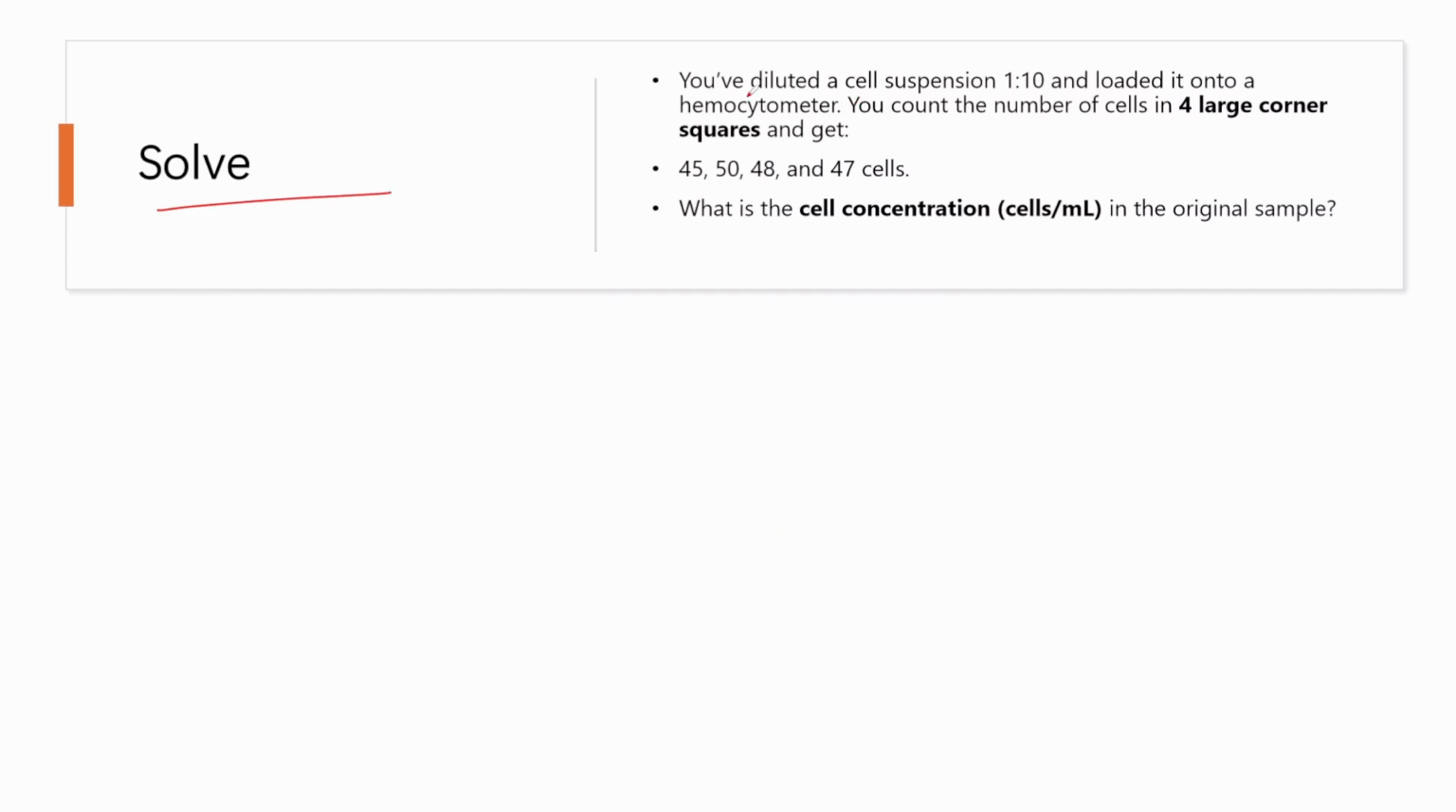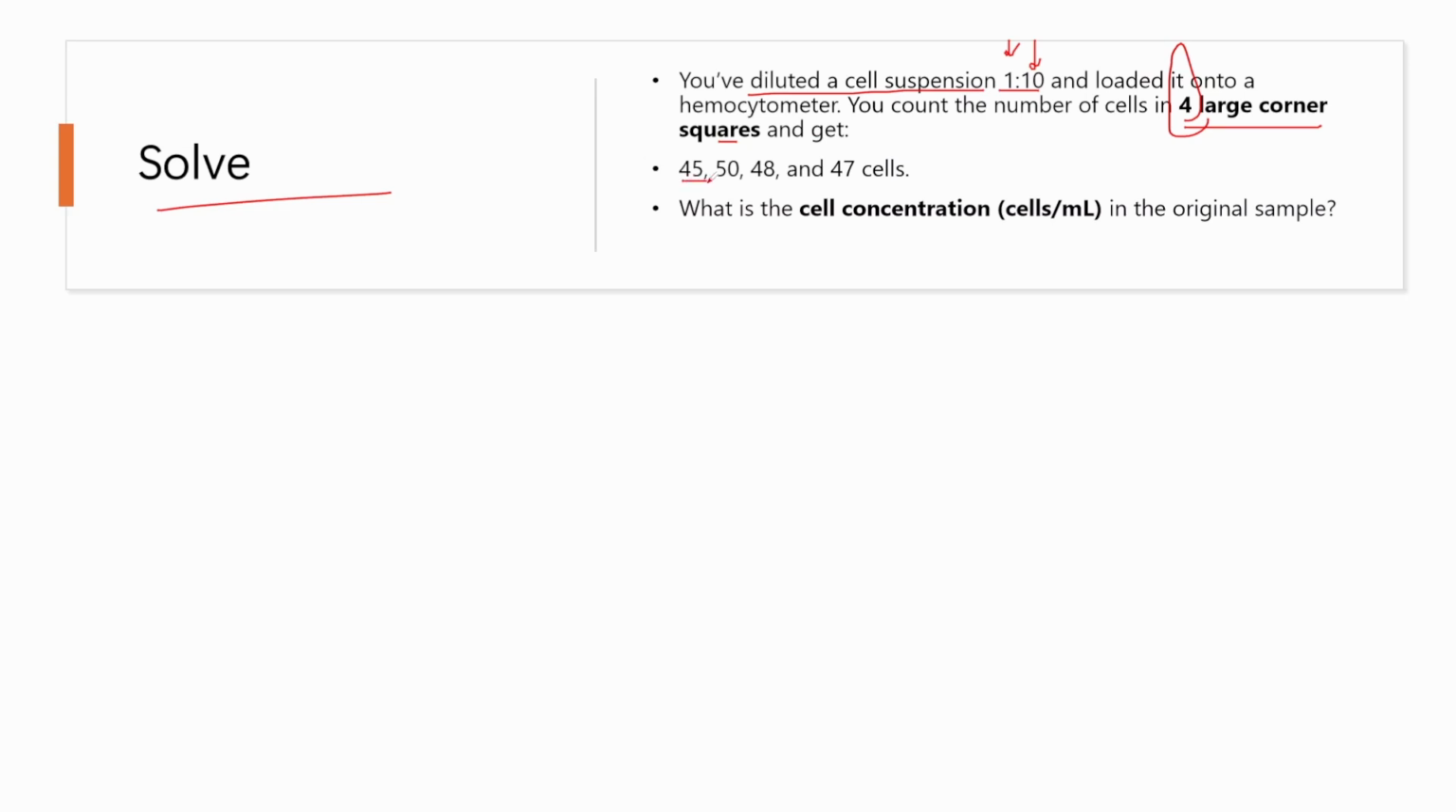So we have diluted a cell suspension with 1 part of our solution, and we added, let's say, 10 parts of water. Okay, so this right over here is how much dilution was done before you took your cells and put them into the hemocytometer. Okay, now they loaded it into a hemocytometer. You count the number of cells in the 4 large corner squares. Okay, so how many squares did you count? 4 over here.